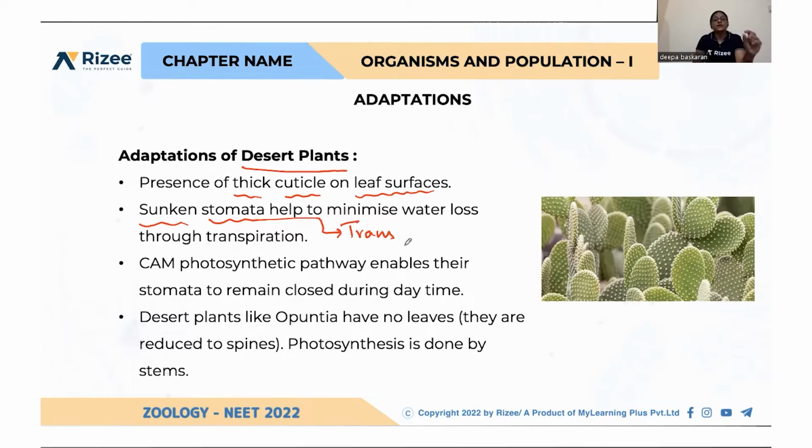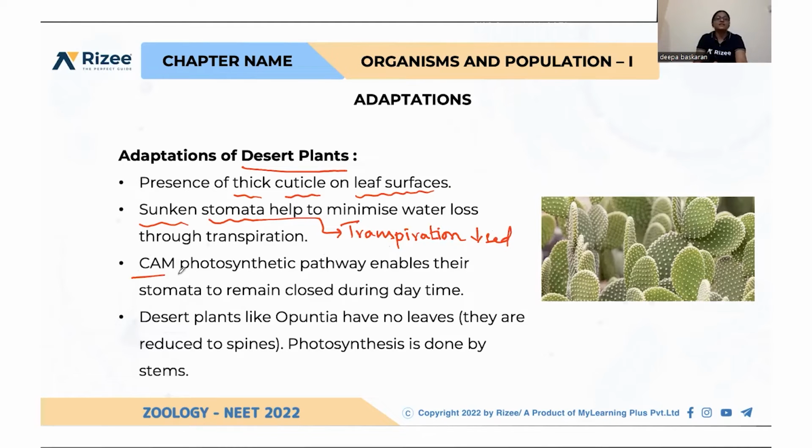Due to the sunken, small stomata, transpiration levels will be decreased. Because of that, loss of water will be minimized.